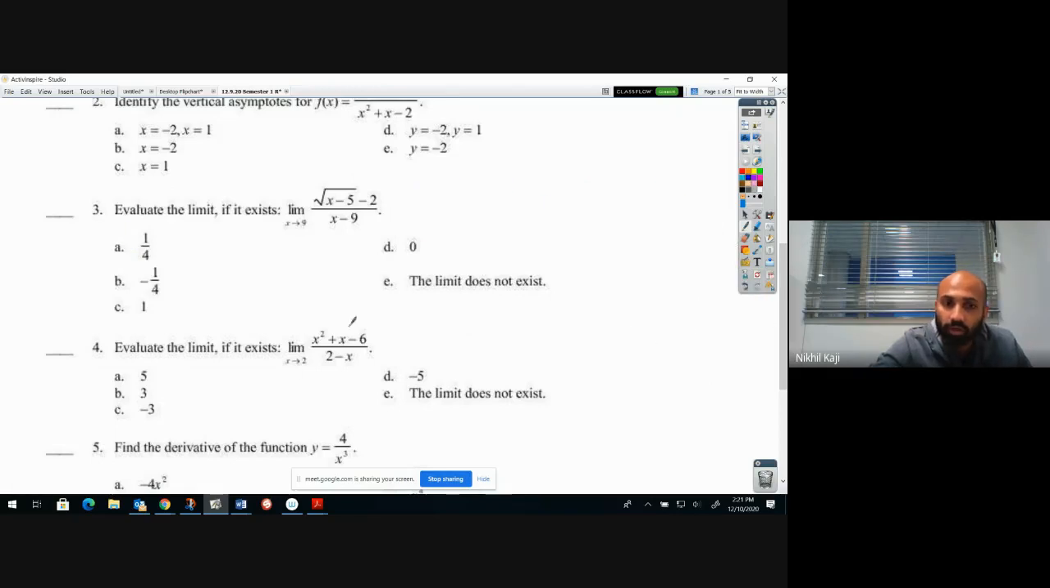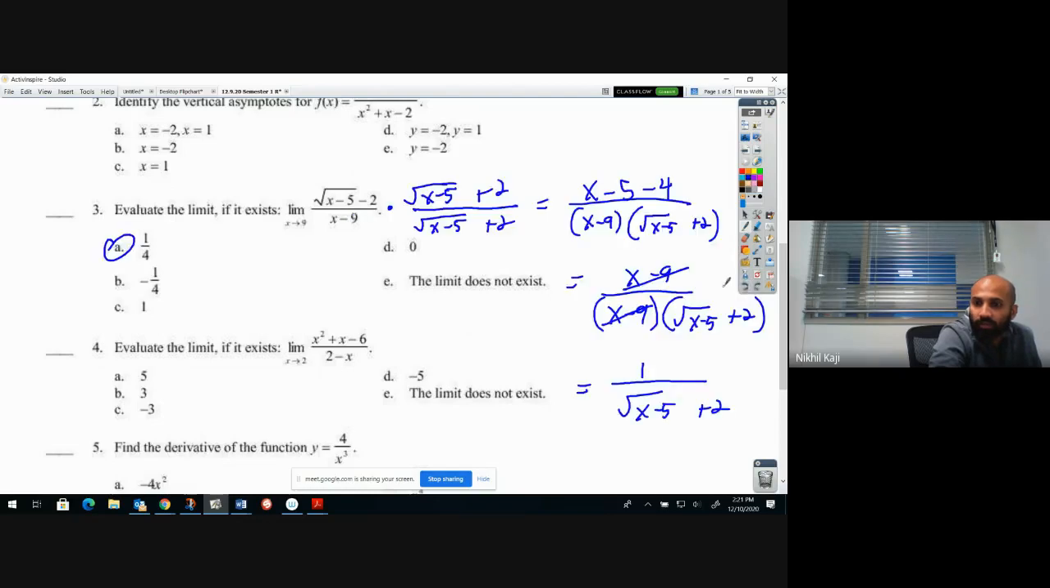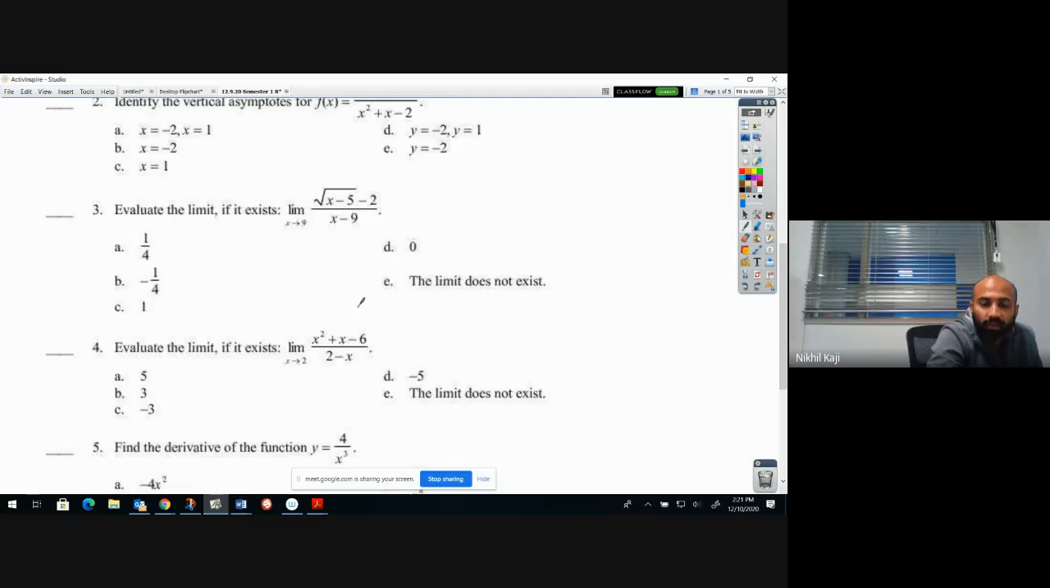All right. Number 4 here. We have this problem. We can't plug in the 2 right away because it would give us 0 at the bottom. So we have to see if it cancels out. Sometimes it might, sometimes it might not. Let's see if we can cancel this 2 minus x out.